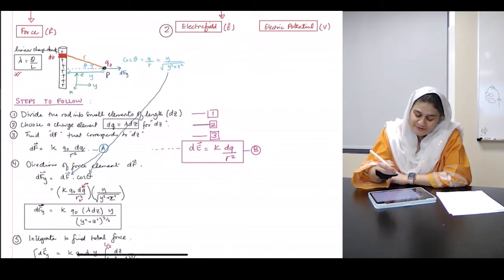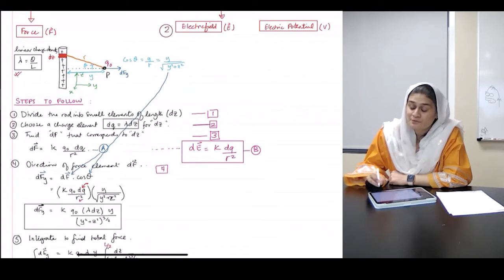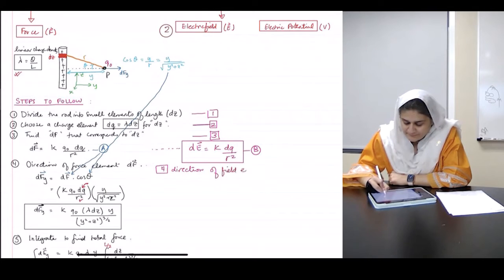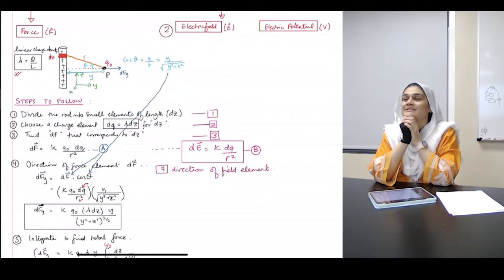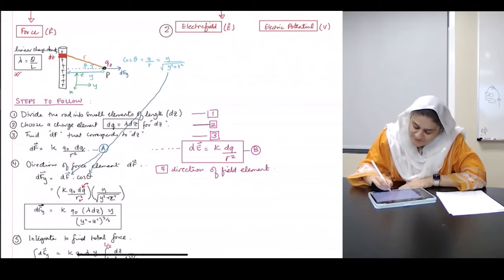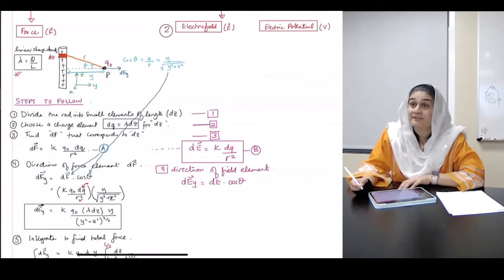Step 4, what did we do in step 4? Instead of choosing the direction of the force element, we now have to choose the direction of the field element. Is it going to be identical to the left? Except for of course, the F will become the E, right? So this would become dEy equal dE cosine theta.